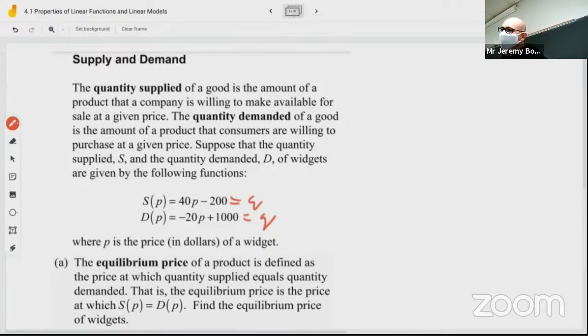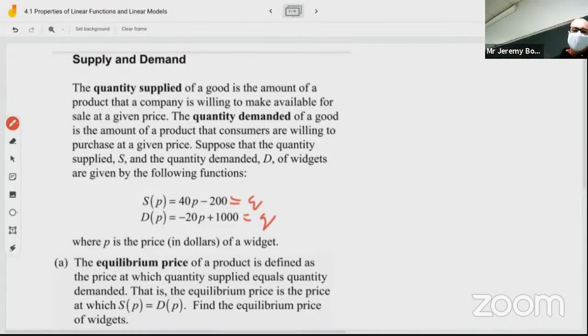It's just like how we had f of x and we said f of x was the same thing as y. Here, S of P and D of P are the same thing as Q, the quantity. It's just the quantity supplied and the quantity demanded. The P is the price, how much is going to be charged for these items. And it looks like in this case it's in dollars. Sometimes they'll do it in hundreds of dollars, thousands of dollars, and you have to pay attention to that in the problem. But this one is just dollars.